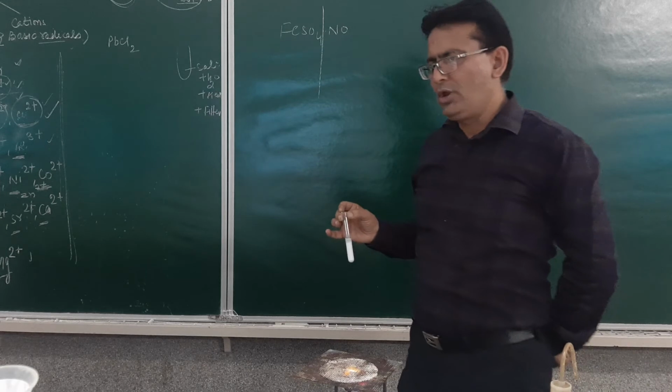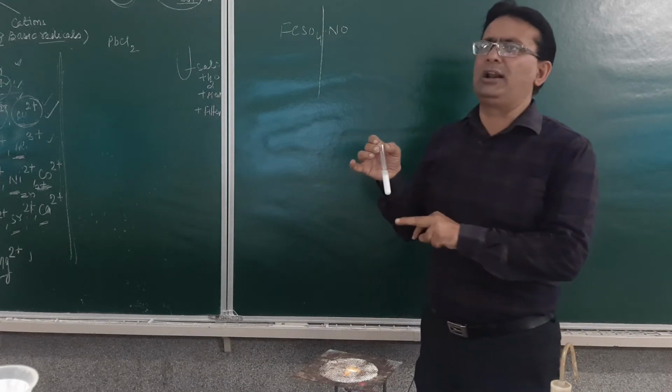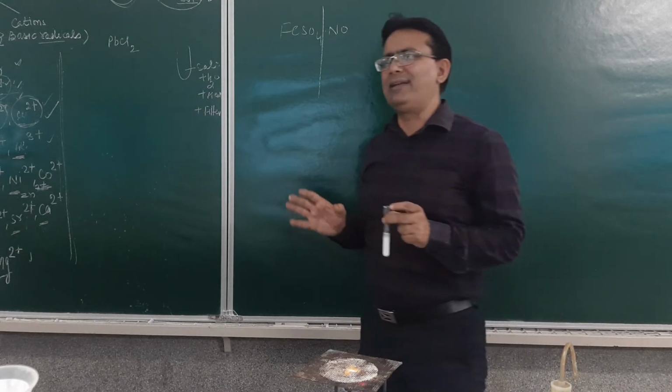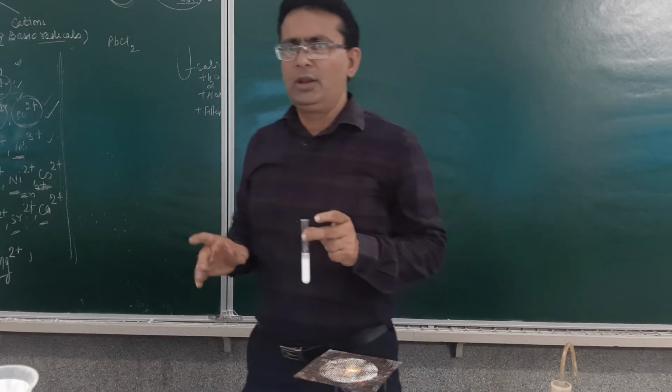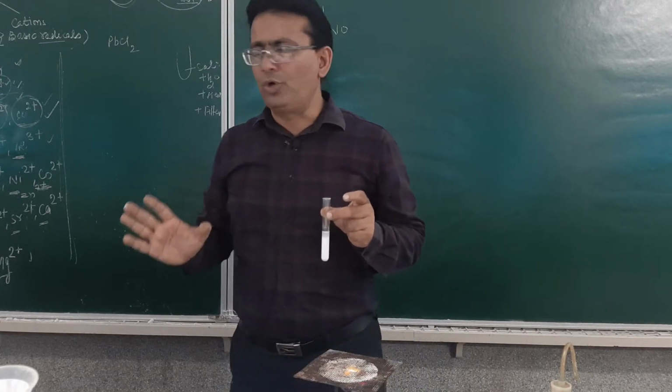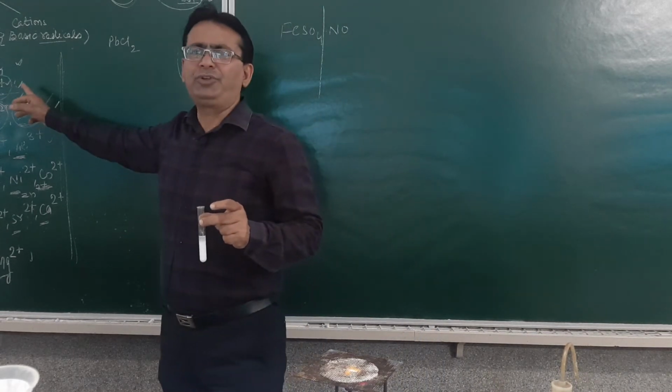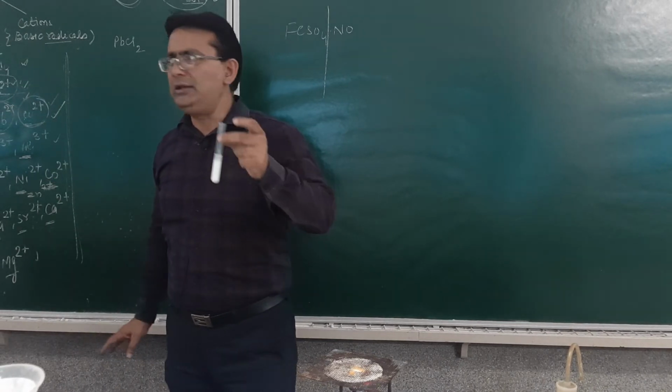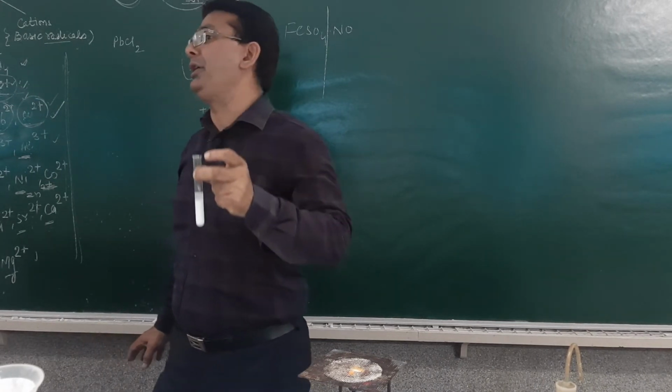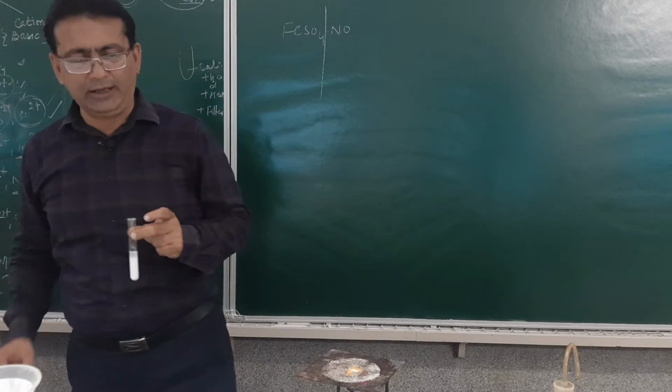Am I clear? The observation of the white color precipitate indicates the presence of group number 1. Now, in group number 1, which cation is present? A lead ion. So I need to carry out the confirmatory test of lead. How will I carry it out?